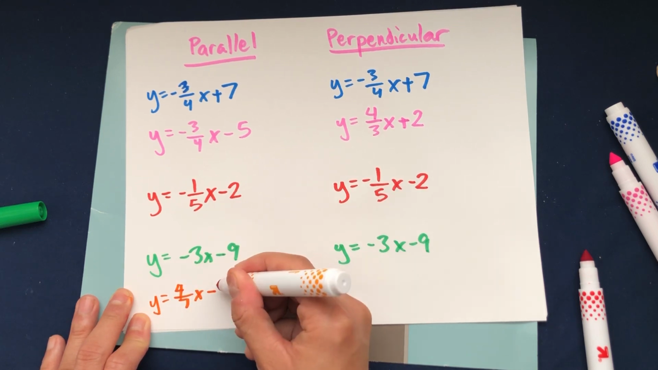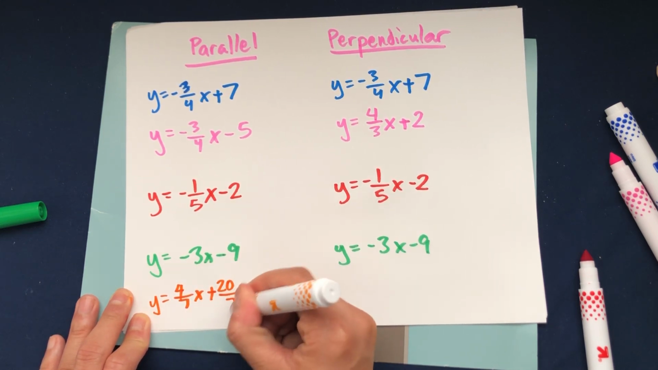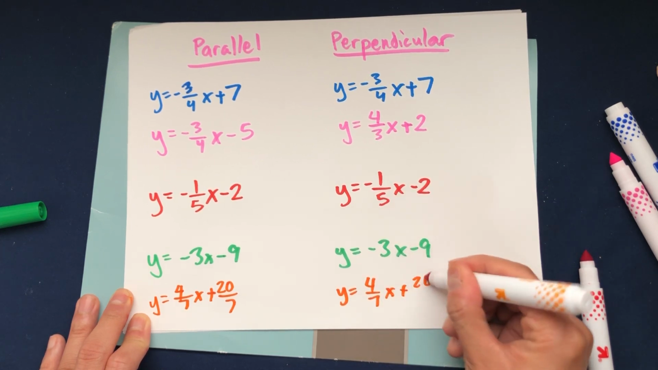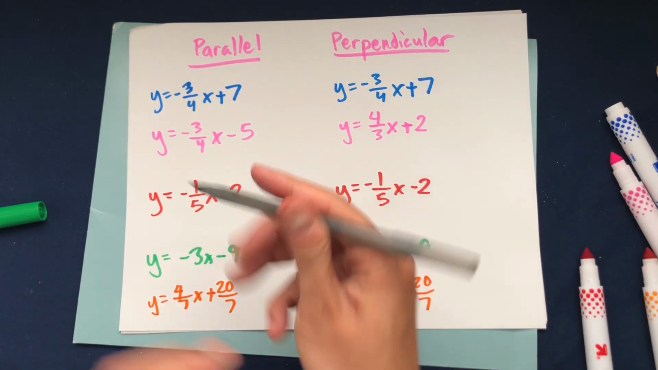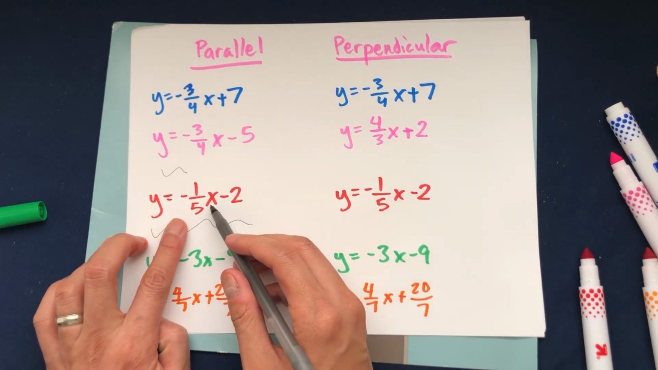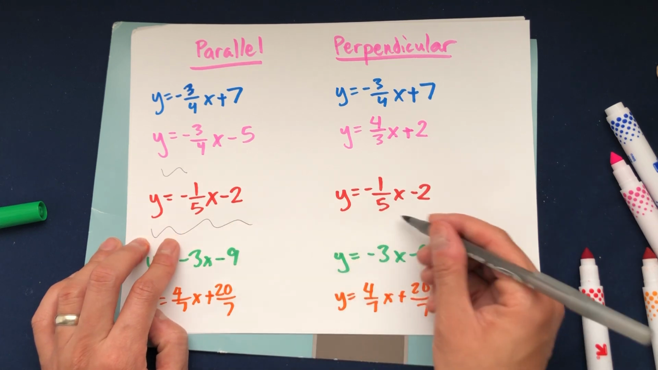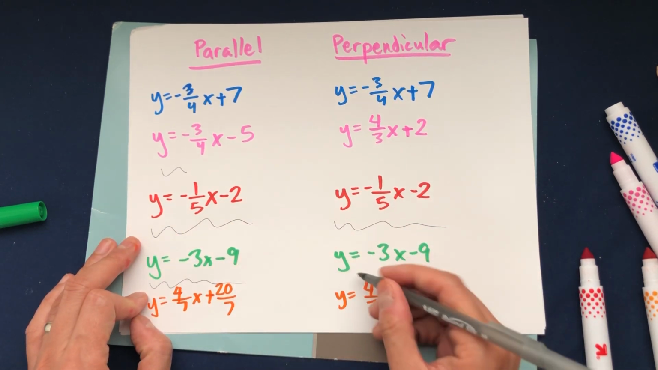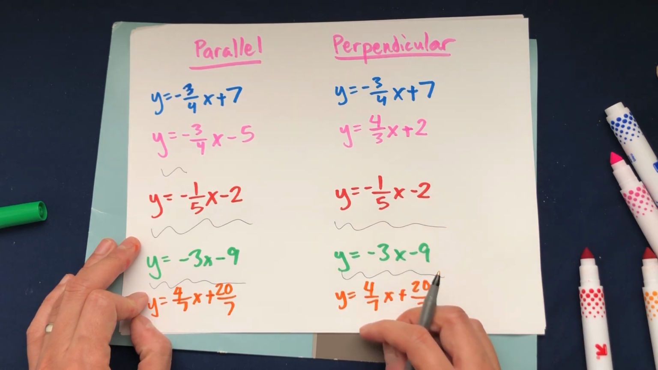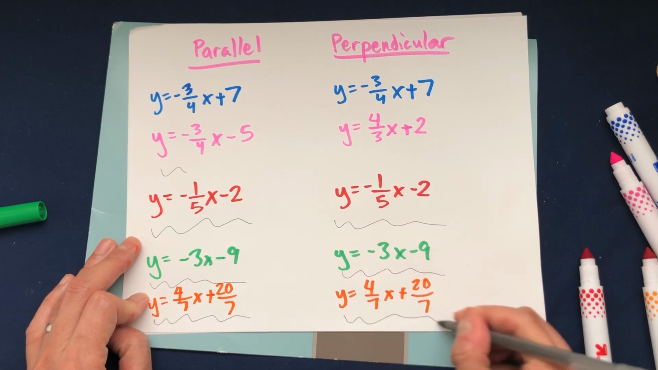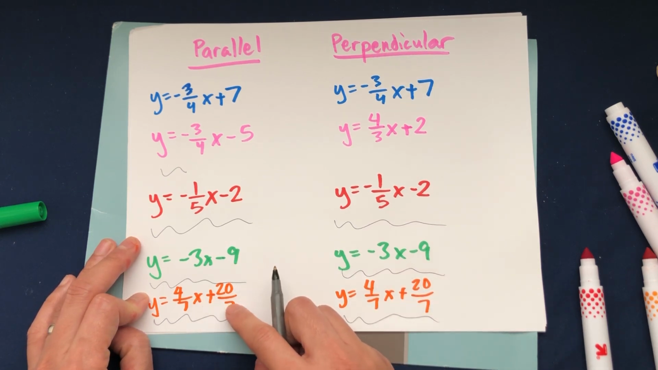So what I mean by that is, how can you write down what the parallel and perpendicular lines are for each of these other examples? What would be parallel to y equals negative 1/5 x minus 2? And what equation would be perpendicular? Same with y equals negative 3x minus 9. What is parallel and what is perpendicular? And with our last equation, y equals 4/7 x plus 20/7.